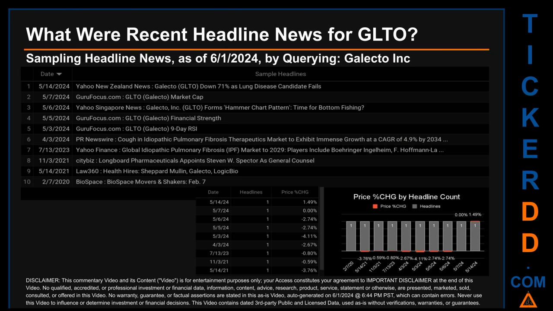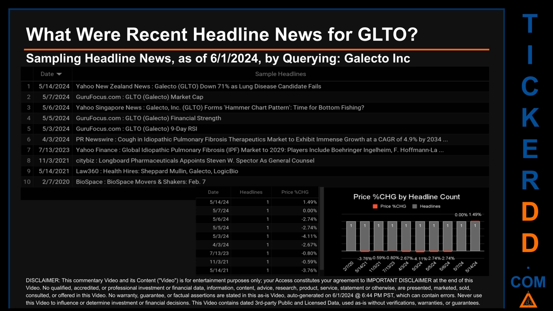The latest publication was Tuesday, May 14, 2024, when, 1 month and 18 days ago, Yahoo New Zealand News published the headline that read, GLTO down 71% as lung disease candidate fails. Correlated or not, on this latest publication date, GLTO saw a price jump of 1.49% based on the day's opening and closed price. GLTO started the day trading at 67 cents and went on to close at 68 cents.